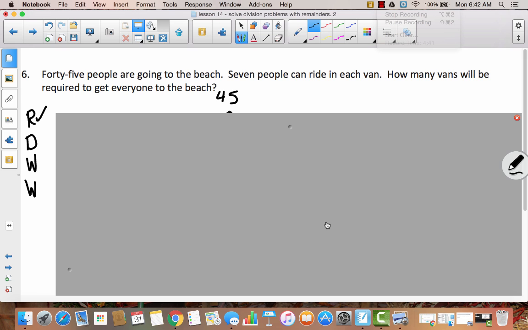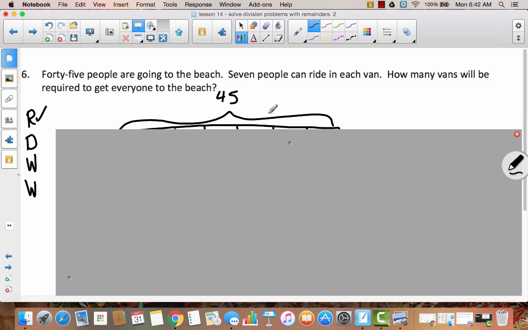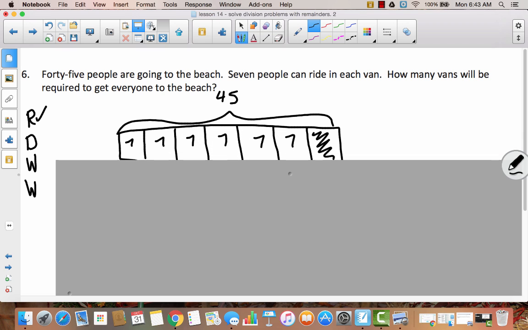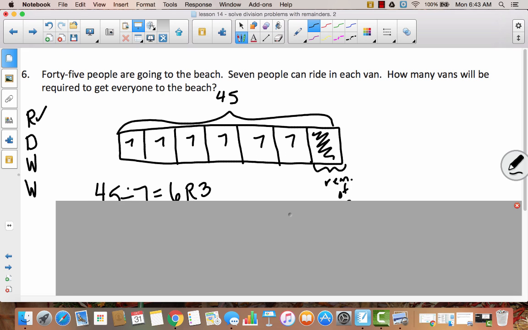Okay, so I knew that there were a total of 45 people. So when I drew my tape diagram, I went ahead and labeled the top 45 people. So when I know 7 people can ride in each van, that tells me how many per group. I know that I have 7 in each group, and I'm trying to figure out how many groups. So I went ahead and divided my box into as many 7s as I could. So I counted 7, 14, 21, 28, 35, 42, and I knew that I only had 3 left over, so that was my remainder of 3.